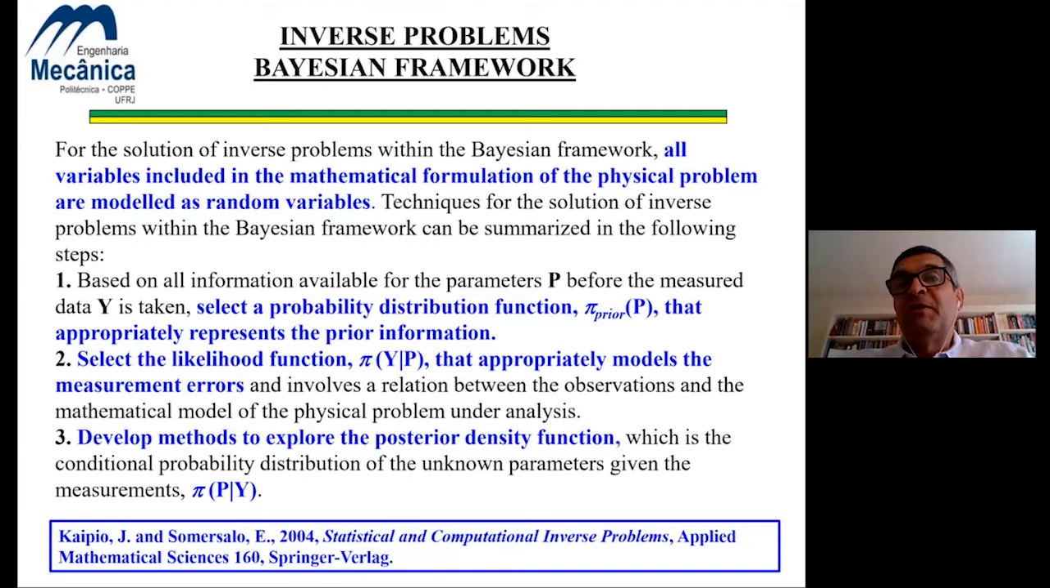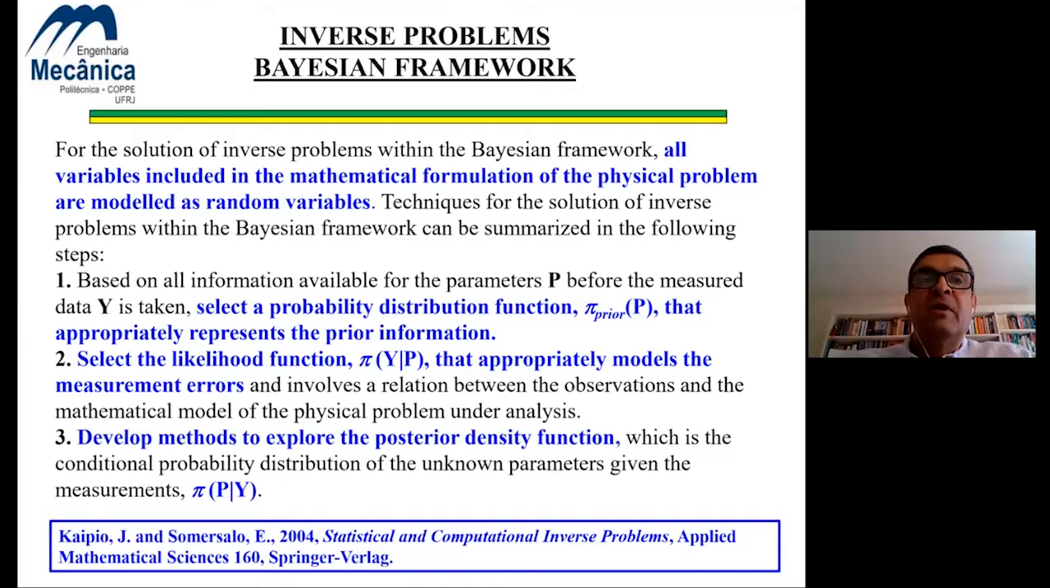For the solution of inverse problems within the Bayesian framework, all variables included in the mathematical formulation of the problem are modeled as random variables. Then techniques for the solution of inverse problems within the Bayesian framework can be summarized in the following steps. First, based on all information available for the model parameters before the measured data is taken, we should select the probability distribution that appropriately represents the prior information about these model parameters. Then we should also select a likelihood function, which appropriately models the measurement errors. And the likelihood function also involves a relation between the observations and the mathematical model of the physical problem under analysis.